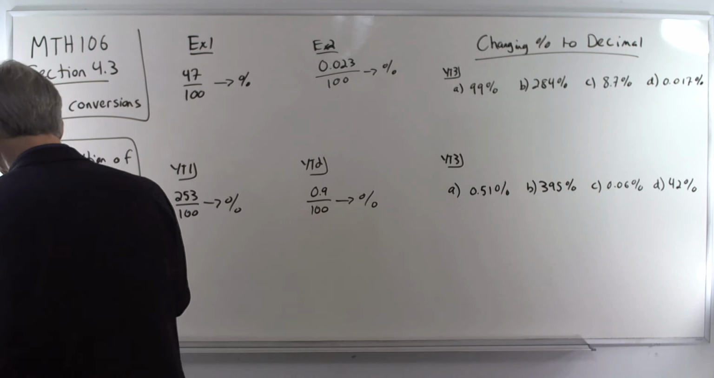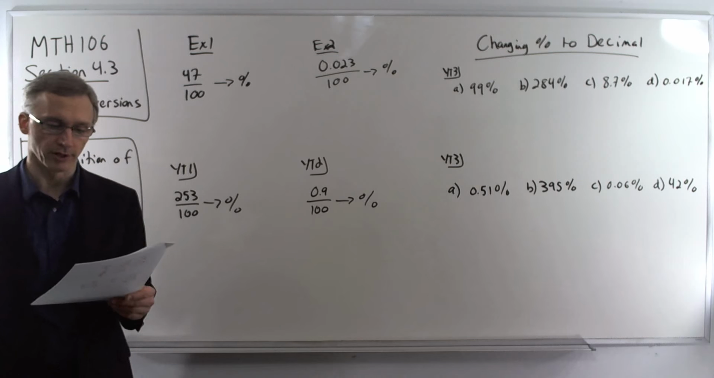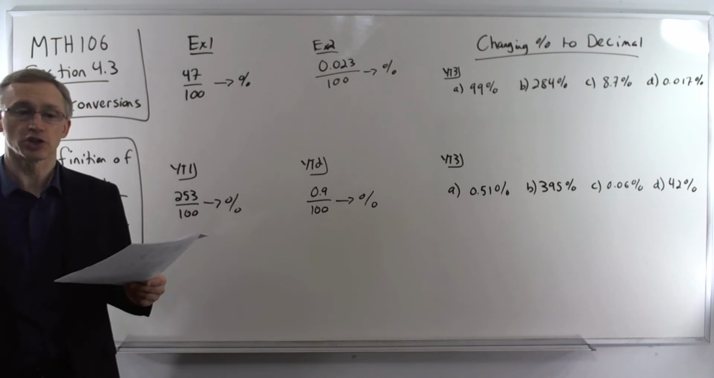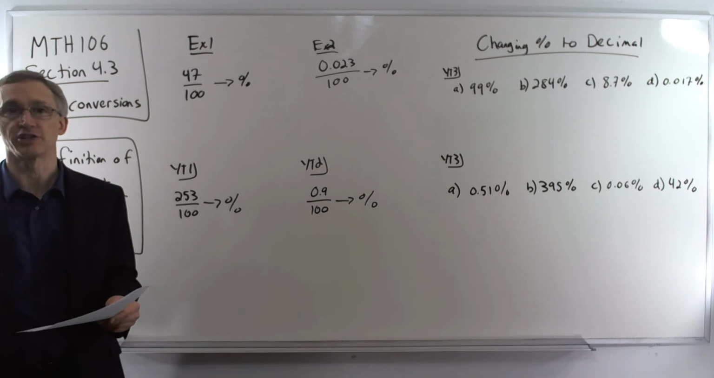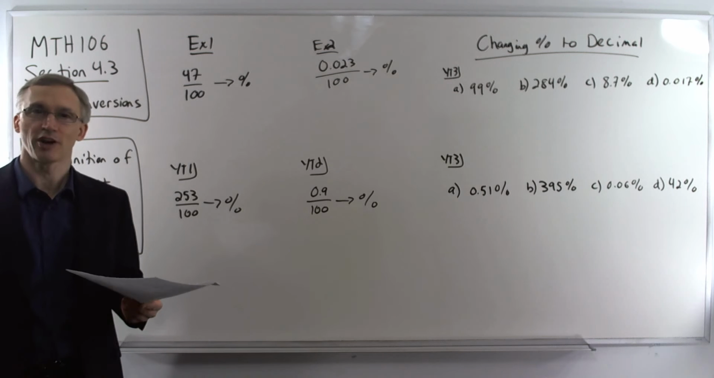So we're going to start with the definition of percent. Cent is the Latin word for 100. And so you may see a bunch of English words that have cent in them, like century, 100 years. Centipede, something with, well, approximately 100 legs.